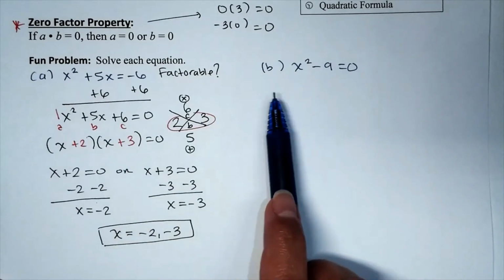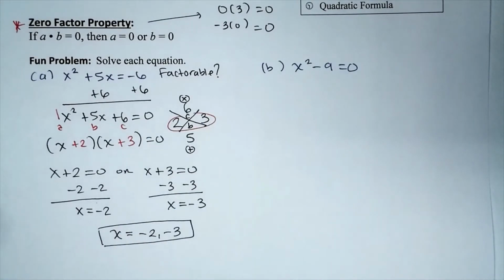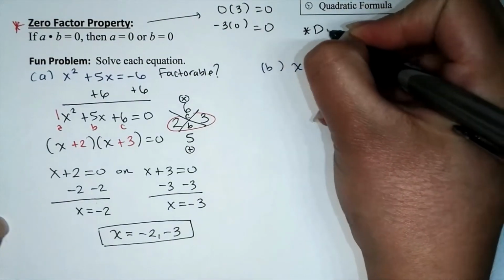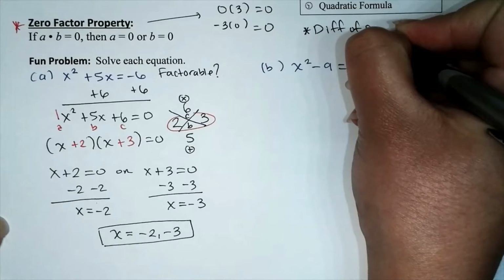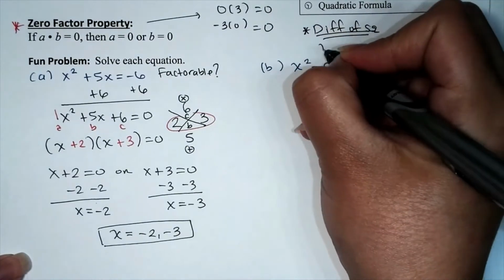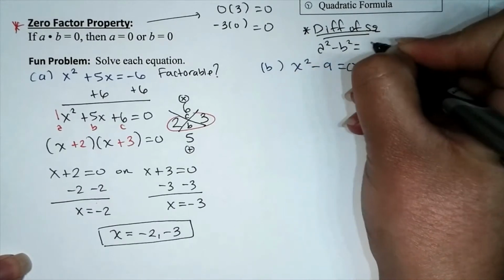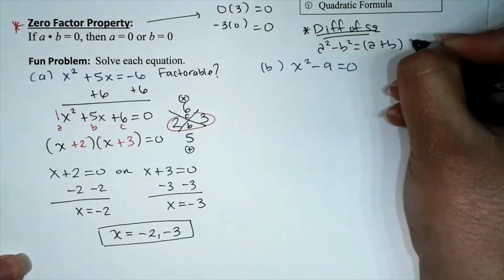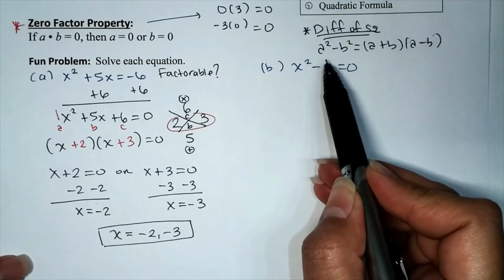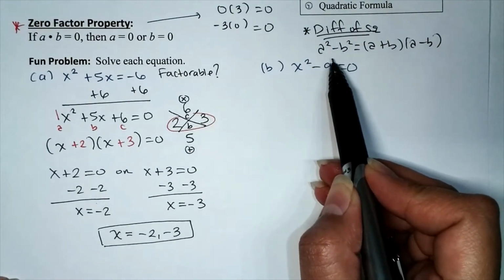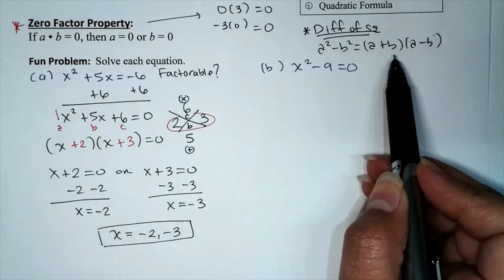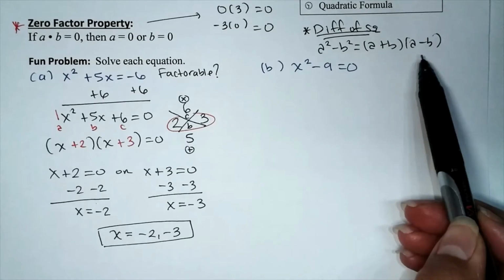We have a binomial minus, so I'm going to ask myself, do I have a difference of squares? So let me remind myself. Difference of squares. Okay. So the difference of squares says this: if this is your problem, then this is your answer. We call it difference of squares because we're subtracting 2 squared terms. And if you have a difference of squares, this is what it's going to factor to: a plus b times a minus b, or a plus b times its conjugate.